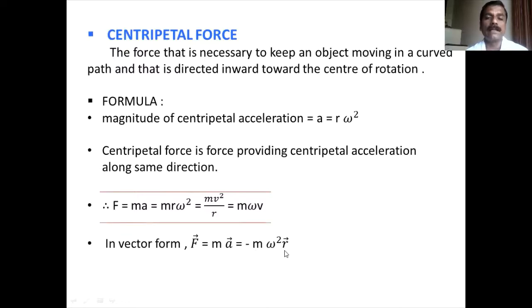So you will find in the case of uniform circular motion, the centripetal force plays a very important role, which is given by the formula F is equal to m r omega square, which is equal to m v square upon r, or which is equal to m omega into v. Okay.